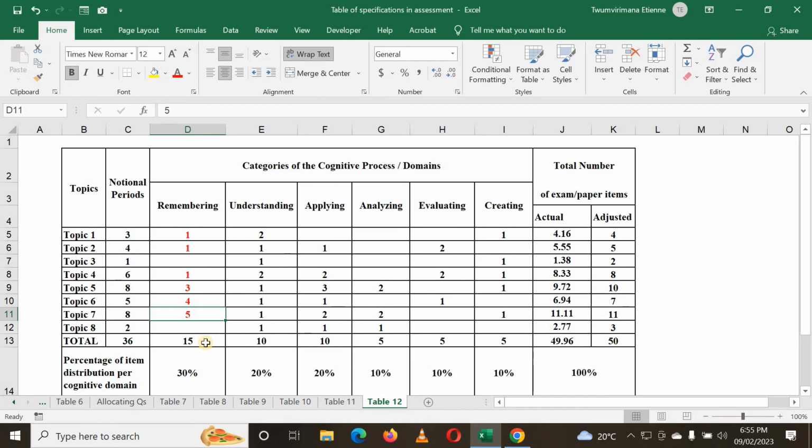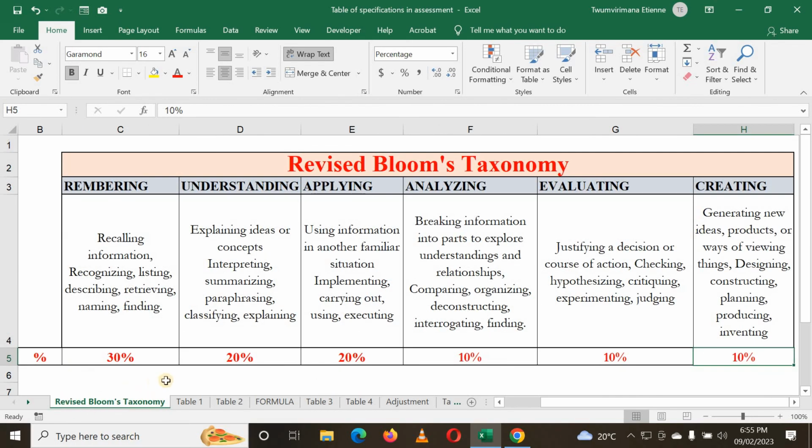Guys, this is all about the table of specification, and I think you get the point. And now you can prepare a standard paper, a standard assessment. This table of specification is very important when you are assessing. It's very, very important, because now your paper, your assessment, will have all the mains, and they are distributed in the way they ought to be distributed.